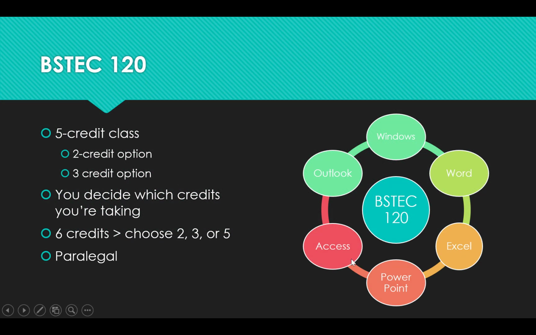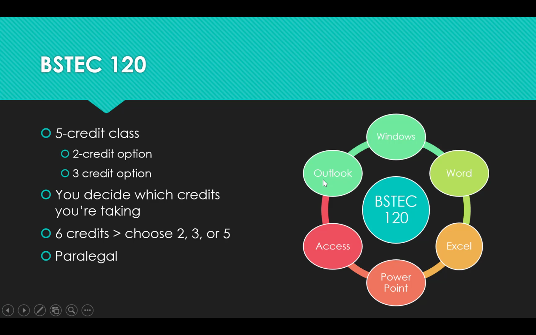BSTEC 120 is a 5-credit class. It's what we call variable credit, which means you may be taking the 2-credit option, the 3-credit option, or both options for a total of 5 credits. You get to decide which credits you're taking out of a total of 6 options. The 6 choices you have for credits are Windows, Word, Excel, PowerPoint, Access, and Outlook.